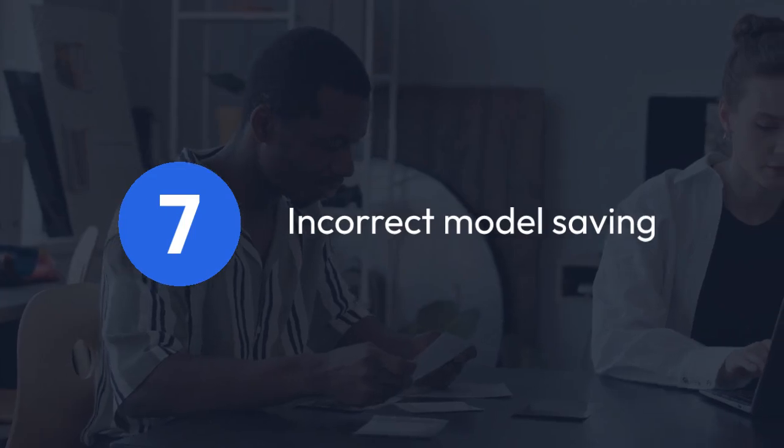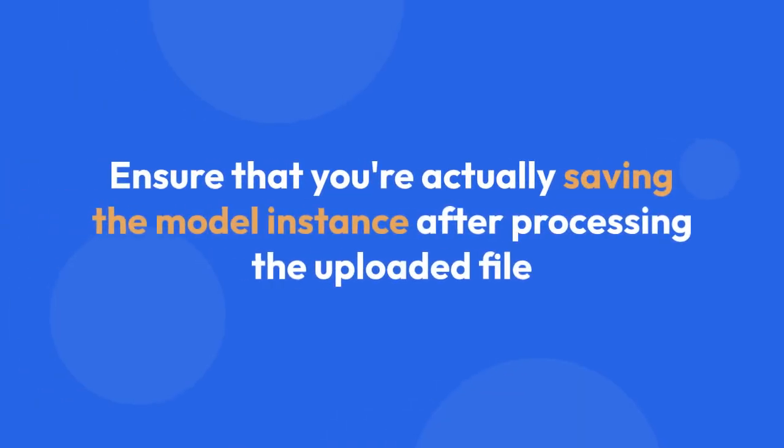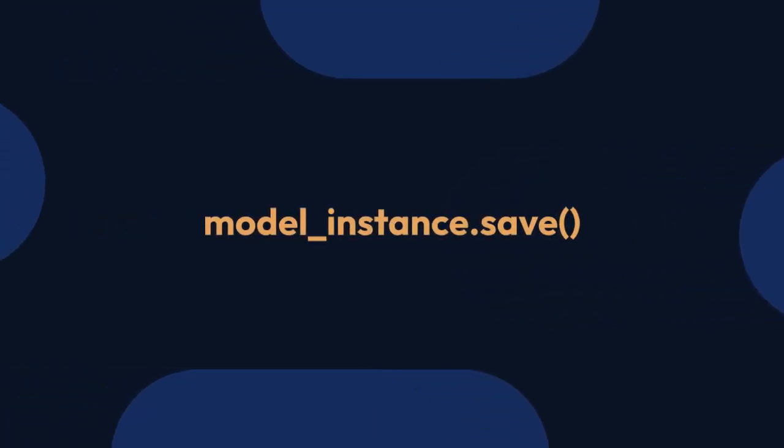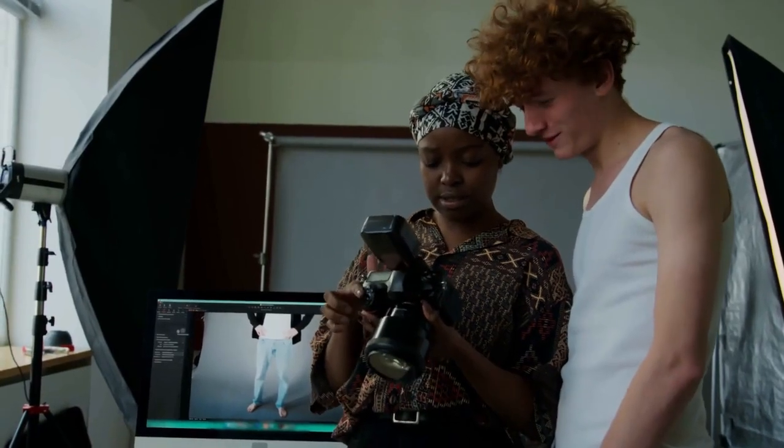7. Incorrect model saving. Finally, ensure that you're actually saving the model instance after processing the uploaded file. model_instance.save() is the command to use. If you forget this crucial step, the image won't be associated with the model, even if everything else seems correct.